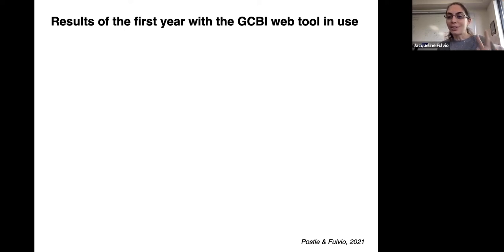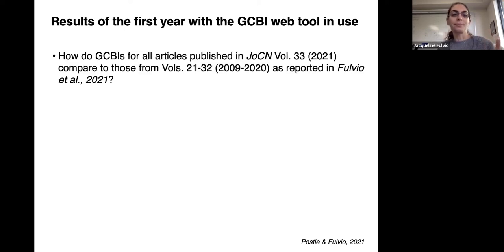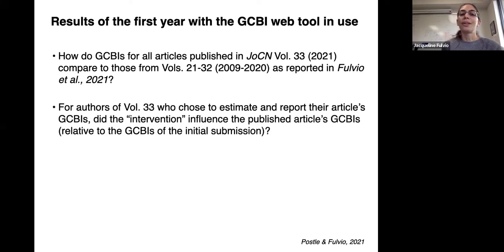And we had two primary questions in this pursuit. The first was, how do these indices for all of the articles published in the Journal of Cognitive Neuroscience during 2021 compare to the indices that we reported earlier for the 2009 to 2020 period? And then we wanted to know, for the specific articles in which the authors chose to estimate and report their article indices, again, this is voluntary, so not everyone took part in this, did the intervention influence the published article indices, from the final publication relative to the initial submission?